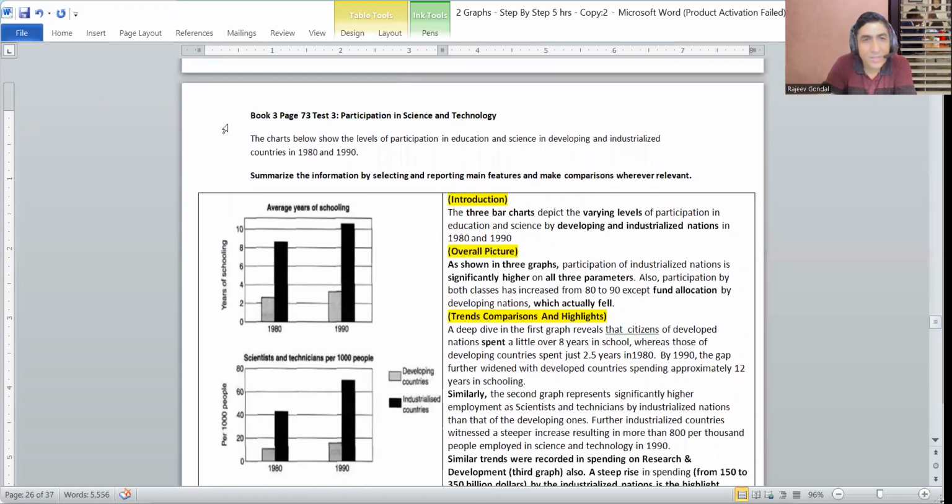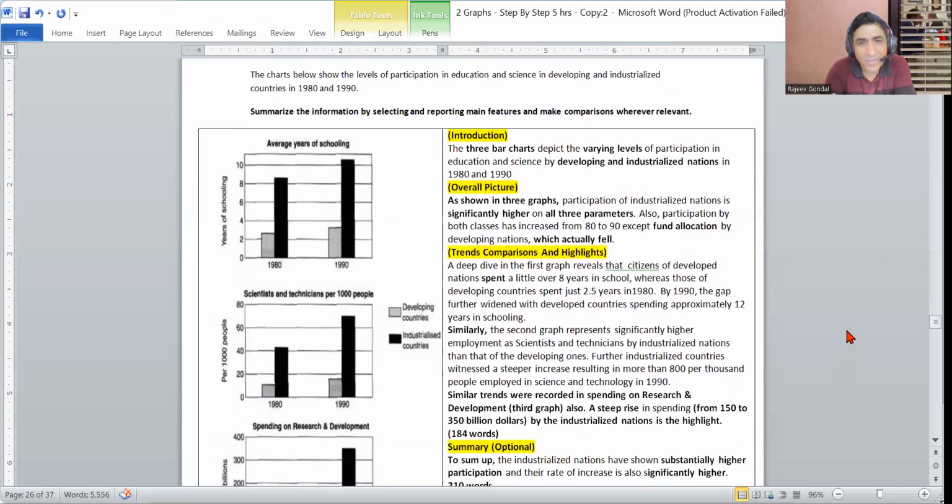The question says, the charts below show the levels of participation in education and science in developing and industrialized countries in 1980 and 1990. So it is a comparison between developed countries, which are called industrialized countries, and developing countries, with regard to participation in science and education. So that's what this graph is all about. We can see there are three graphs. Now, how to write about it?